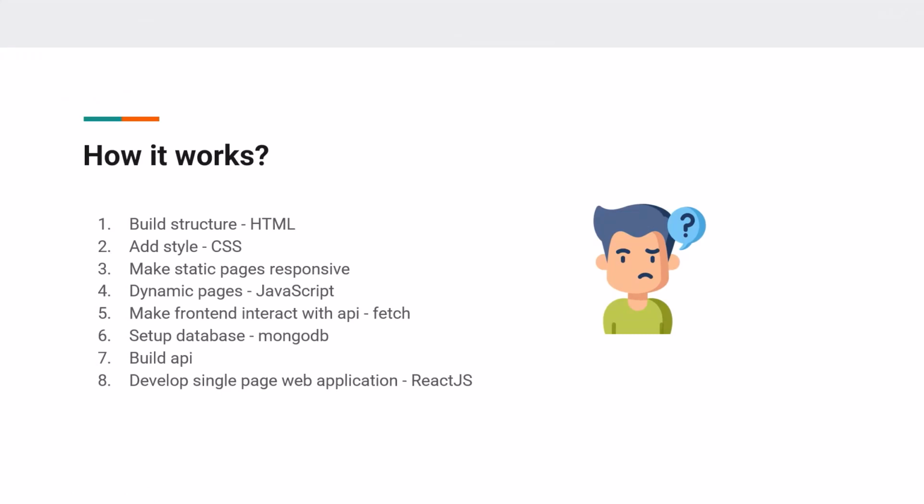So let me show you how it works. First, we'll build the structure of our filter page using HTML. Then we'll add style to it by using CSS. And then we'll make the static pages responsive using media query.